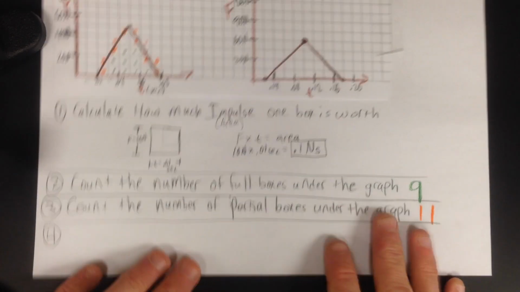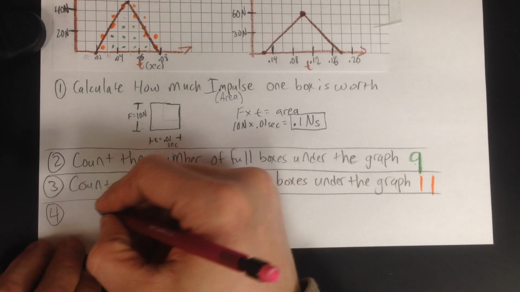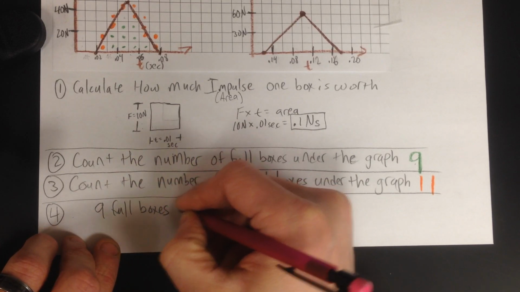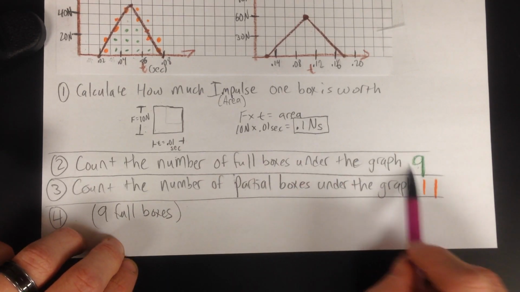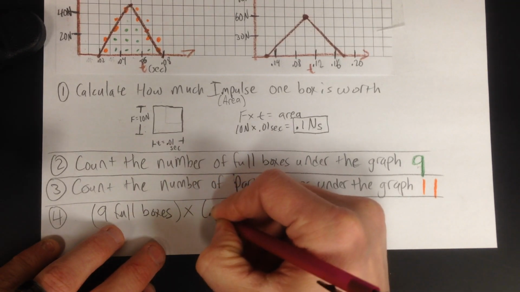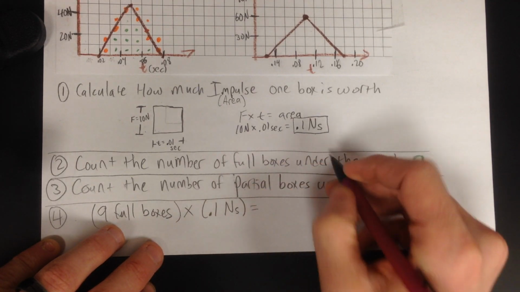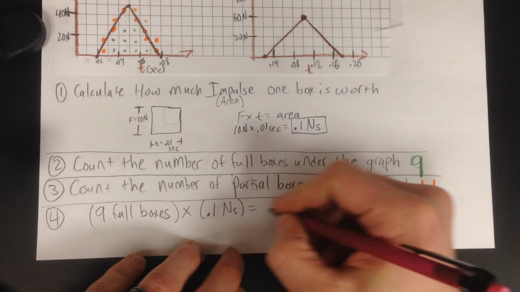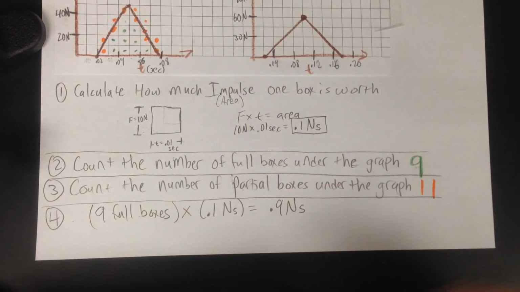All right. And the fourth step is that, so you have 9 full boxes. And what you want to do is, for each one of those boxes, well, we had calculated how much impulse each one of those full boxes counts for already. So the full boxes get multiplied by the impulse for just one box. That's how much impulse is in one box. If you have 9 of them, multiply 9 by the impulse for one box, and you get 0.9 Newton seconds of impulse provided by the full boxes.